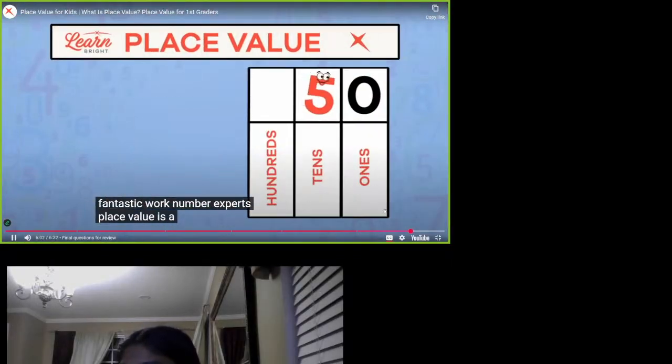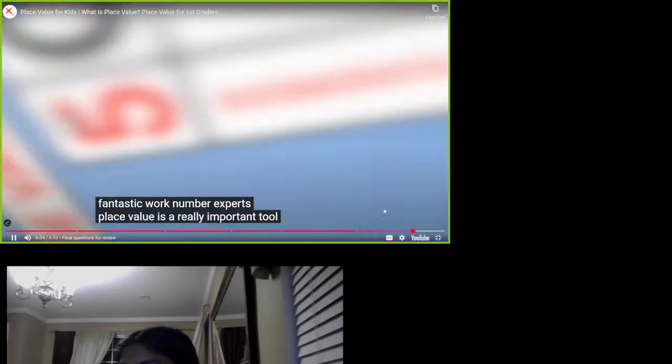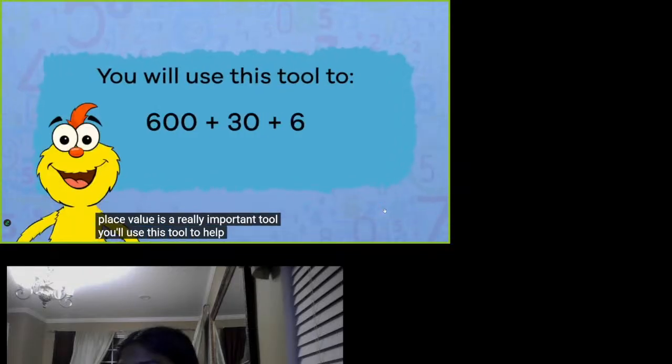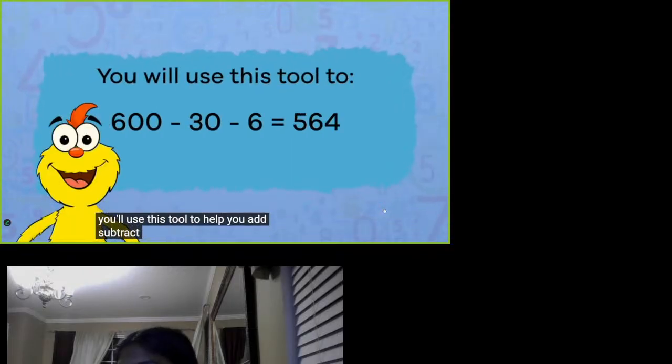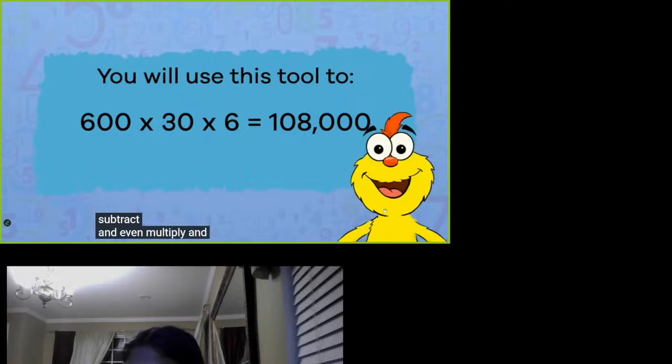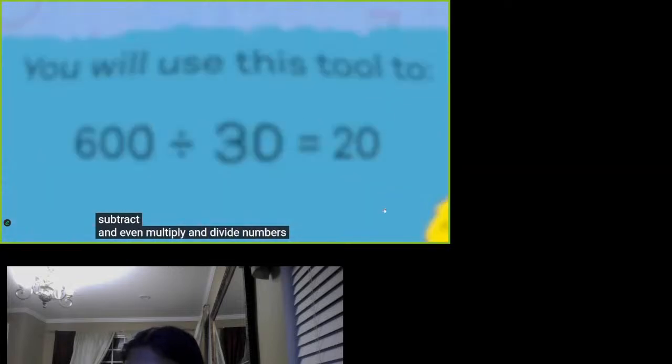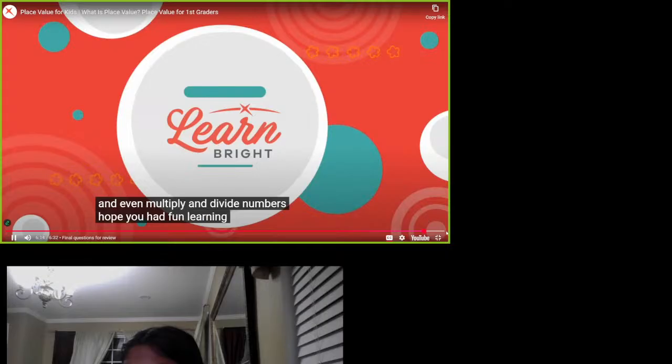Place value is a really important tool. You'll use this tool to help you add, subtract, and even multiply and divide numbers. Hope you had fun learning with us.